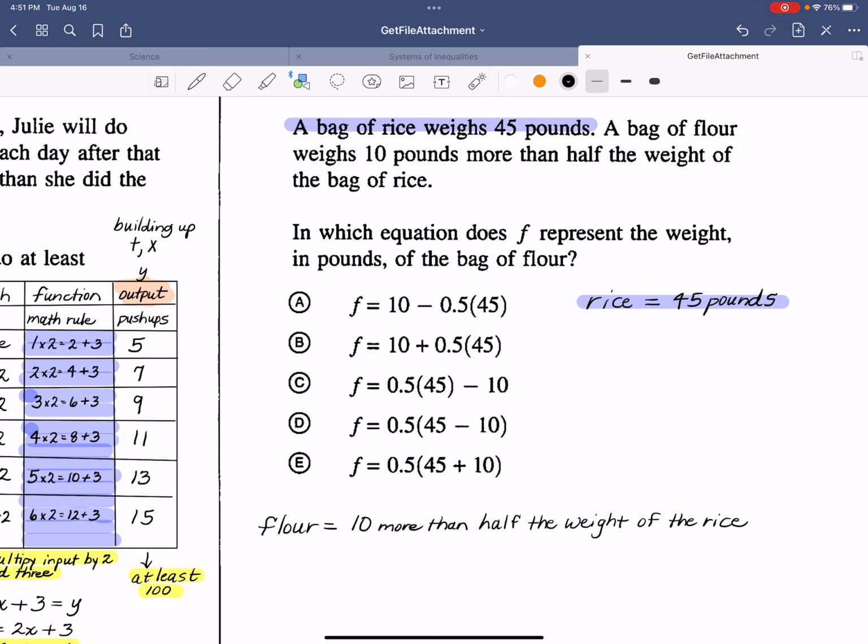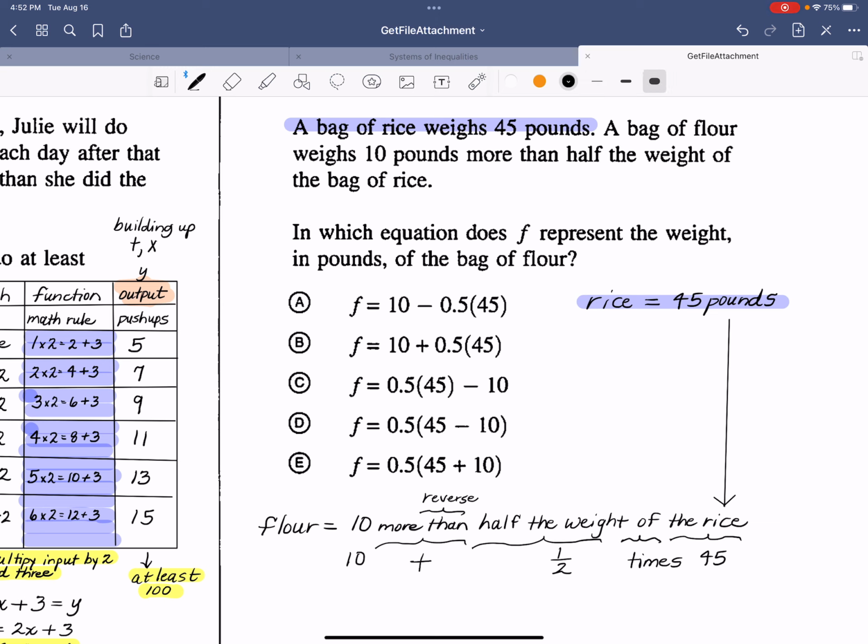Well, look at this. We know that. So instead of the rice, I'm going to put in 45. I know that the word of in a problem like this means multiply. I know what half looks like. It's a fraction. I know that 10 more than, that's plus. But the than also indicates a reversal. We'll worry about that in just a second. So these are the bare bones of the problem. I know that it involves adding and multiplying. So watch what I'm going to do here.